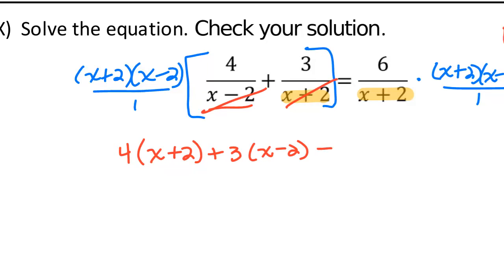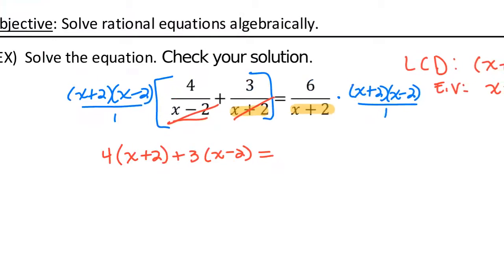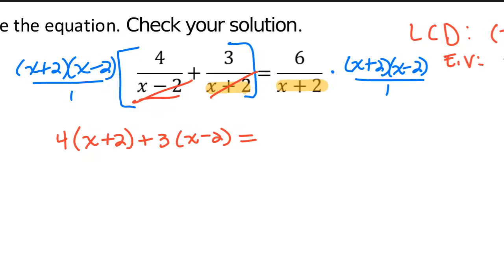And then that equals on the other side. On the other side, I can cancel. X plus 2 cancels out with this x plus 2. So I'm left with 6 times x minus 2.